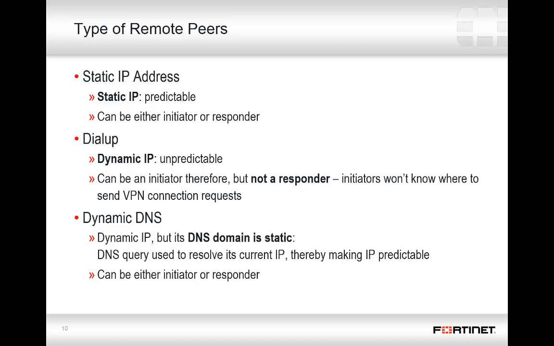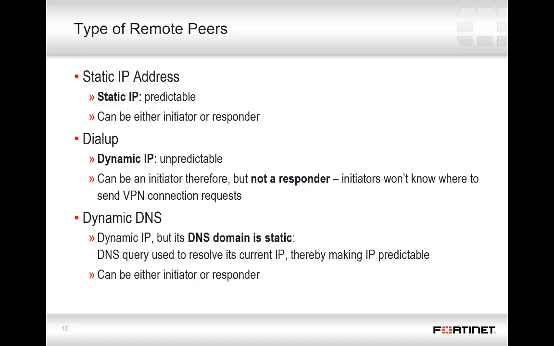For example, branch offices often use DHCP from an ISP. The IP address changes, but not often. So we could use dynamic DNS to get a static DNS name that resolves to the dynamic IP. Then we configure FortiGate with the peer's DNS domain name, which it will query to resolve.